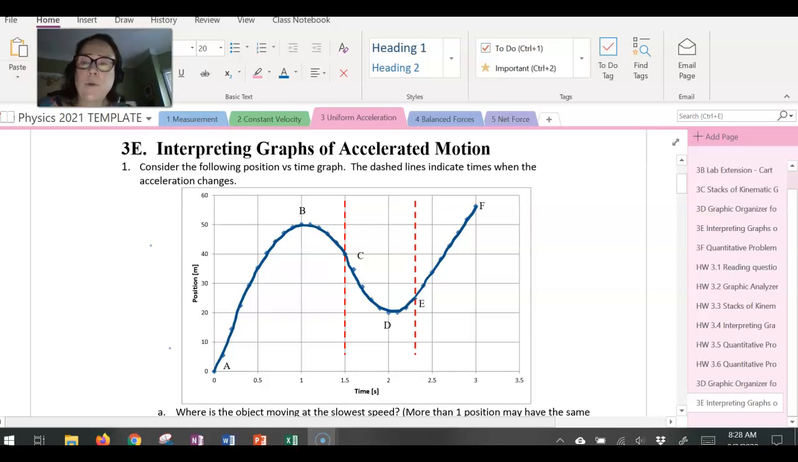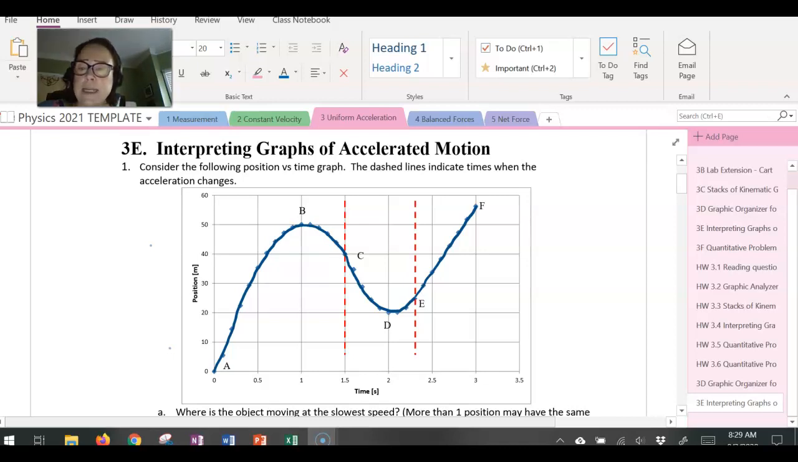In the first problem, we are given this graph, and it's very important to pay attention and to take note. What kind of graph do you have? Because you're going to interpret a position versus time graph very differently from a velocity versus time graph. Okay, so this is a position versus time graph, and I can see that it starts at position 0.